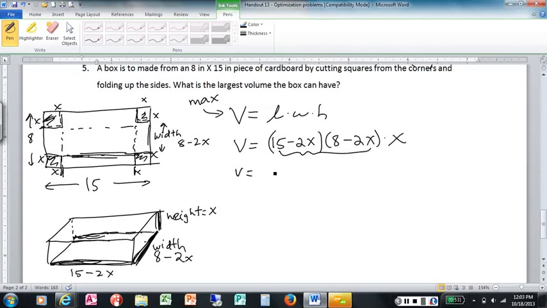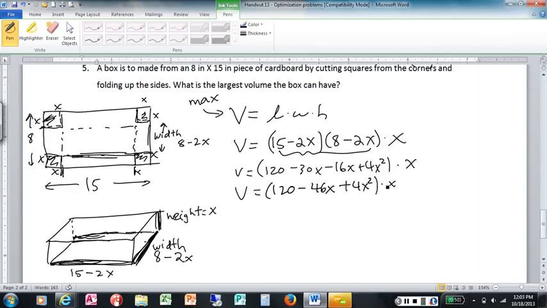So 15 times 8, isn't that 120? And then 15 times minus 2 is minus 30x. And then minus 2x times 8 is minus 16x. And minus 2x times minus 2x is plus 4x squared. And then times the x. So the volume is 120 minus 46x plus 4x squared times x. So times that by x, all in there. So it'll be 120x minus 46x squared plus 4x cubed. I'm going to distribute the x to all those. That sound okay to you?